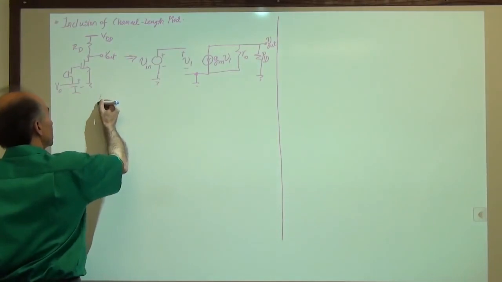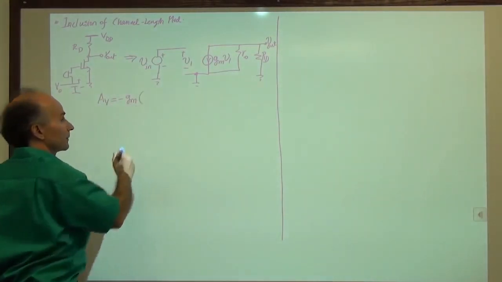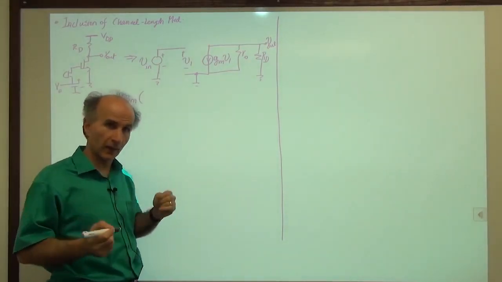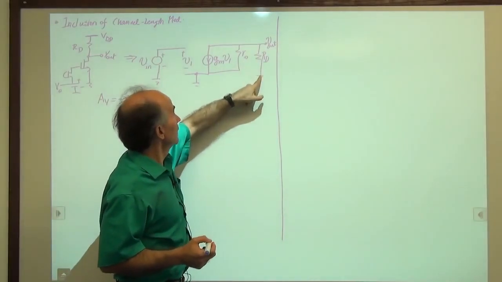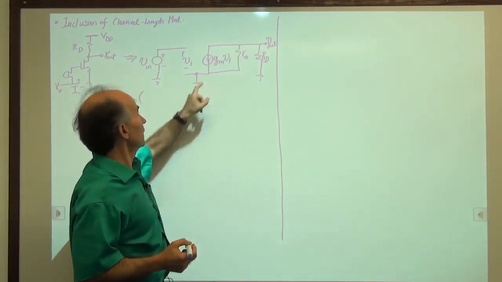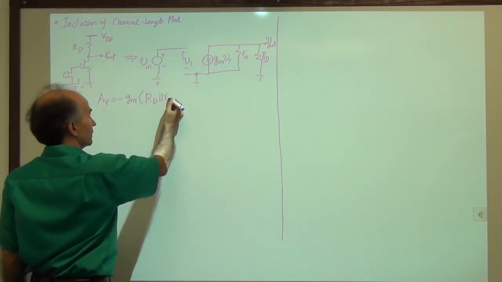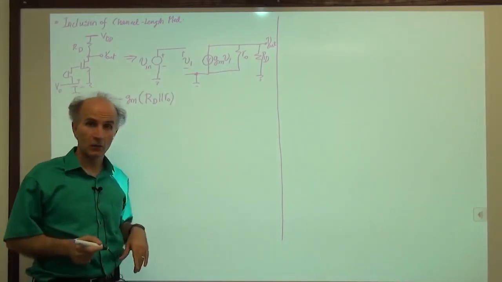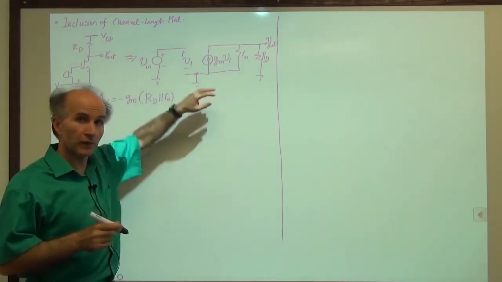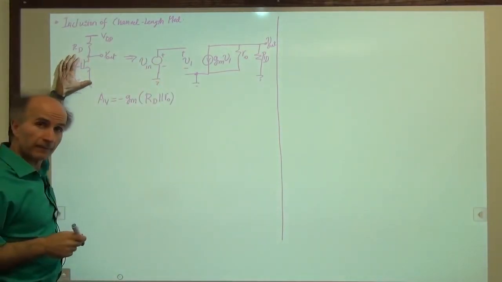So I write AV is equal to minus GM times the total resistance tied between the drain and AC ground. So that's RD in parallel with RO. They share a terminal here, they share a terminal here. So that would be RD in parallel with RO. And that's it. We don't need to write equations for the circuit. In fact, we didn't even need to draw this small signal model. If you looked at this circuit, we could say the same thing.